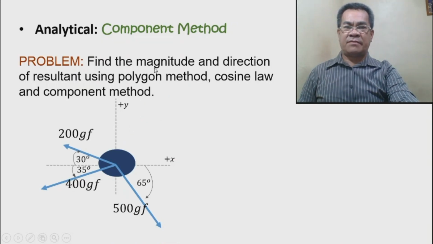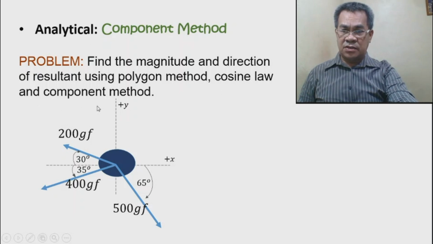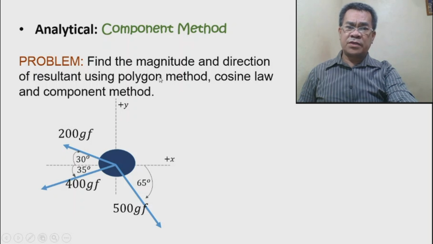So the problem says, find the magnitude and direction of the resultant using the polygon method. Okay, no, you have to ignore the polygon method because this is analytical. So use only the sine law and cosine law method. In this case, because our topic is about the component, ignore the other methods, use only the component. For your practice, it's good to go back to our previous videos using the polygon method, graphical, and the cosine law, then double check your answer with the component method.